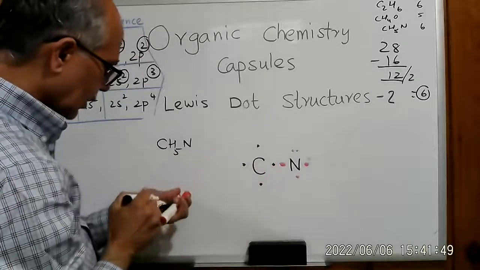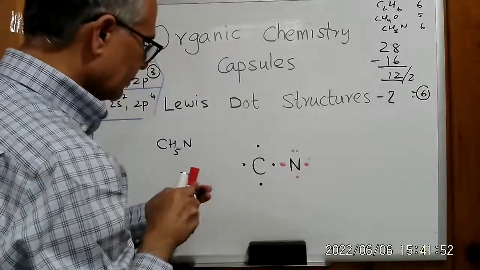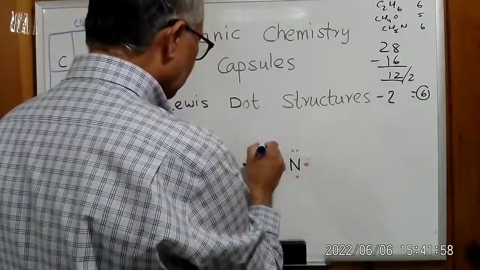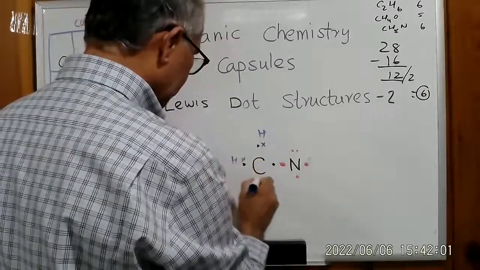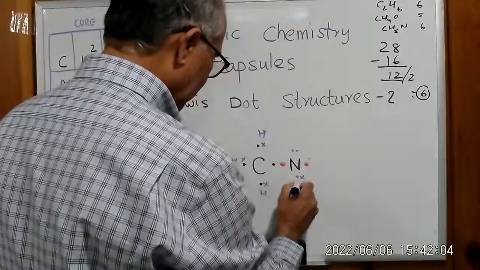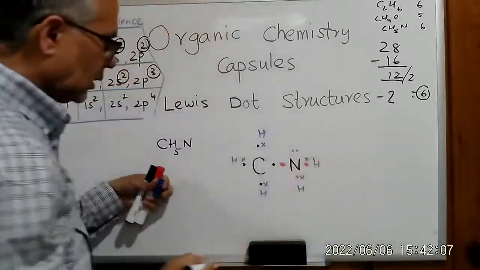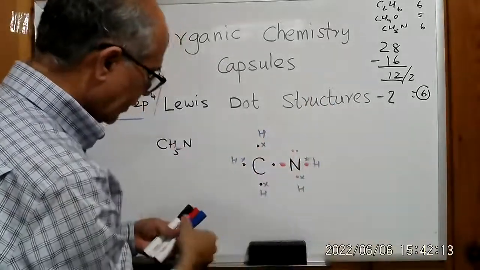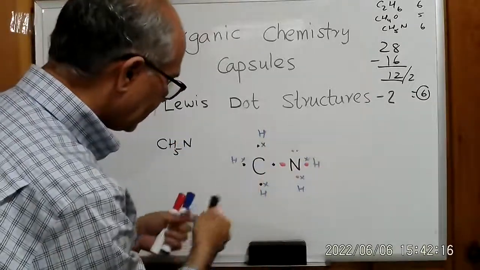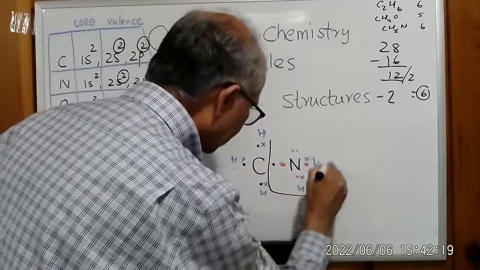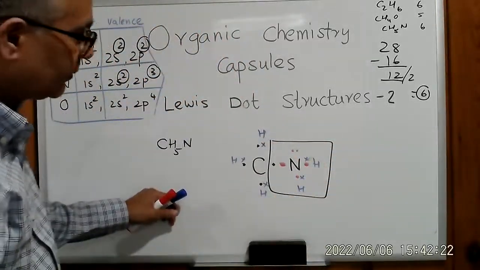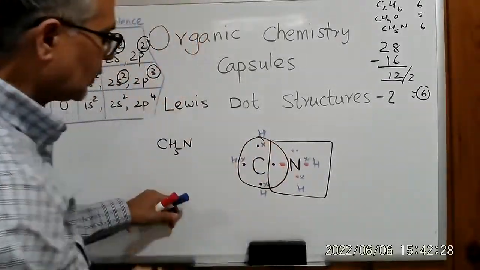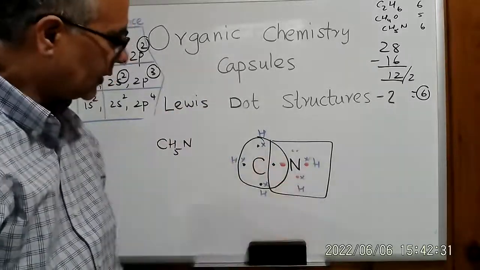And then there are 5 hydrogen atoms. Let's see, we use blue for hydrogen electrons. So there's 1 hydrogen there, another hydrogen atom, another, another, another. Now, you see, these 2 electrons are already paired, so it's there. Now if you look at this, the nitrogen atom has its octet, 8 electrons around the nitrogen atom, and carbon also has an octet like this. The carbon is also happy, it has 8 electrons, and nitrogen has 8 electrons.